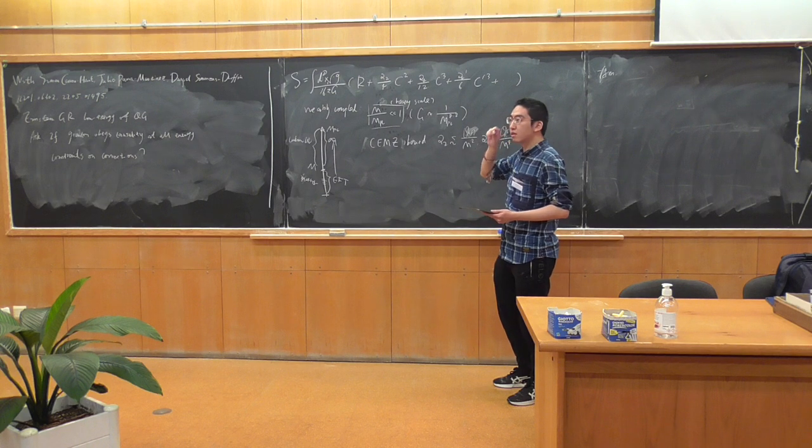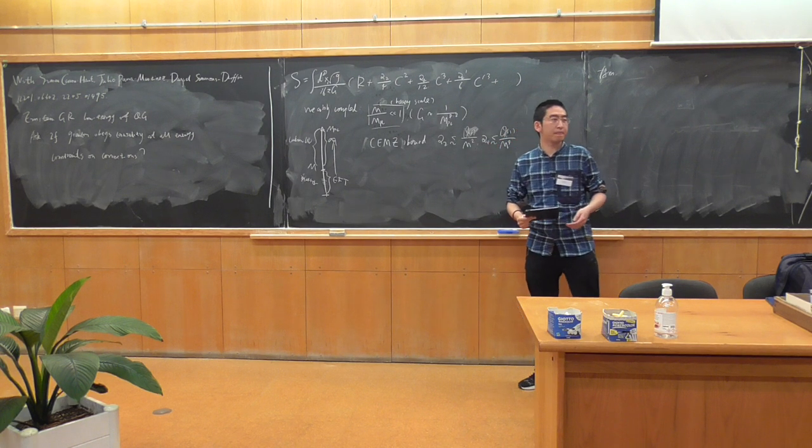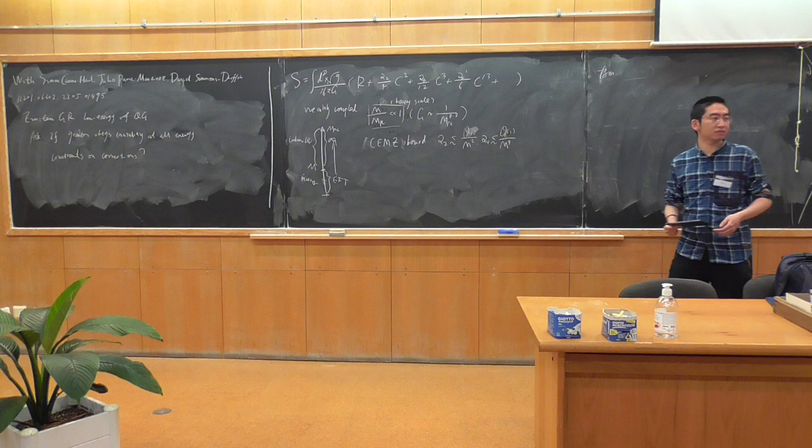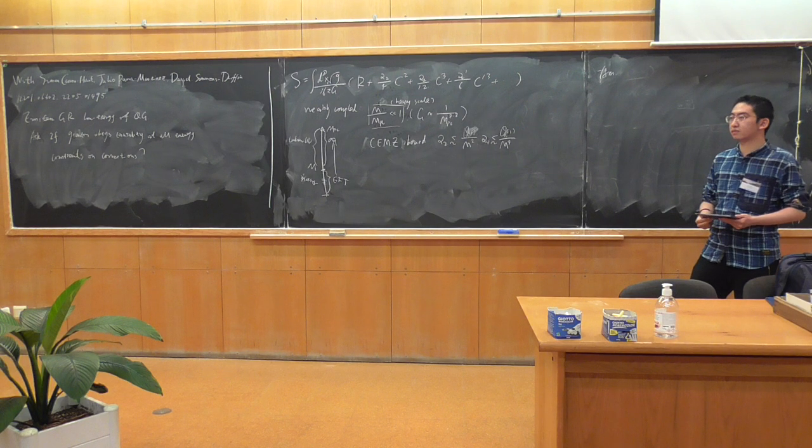So there will be... What's the question? Can you repeat the question? If you don't assume that the coefficient, what he wrote, order 1 and the 1 over m squared, if you don't assume that's order 1, how do you know you can ignore loop effects in the low energy theory?